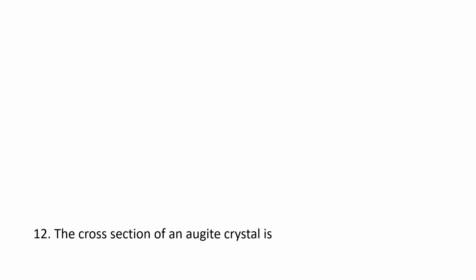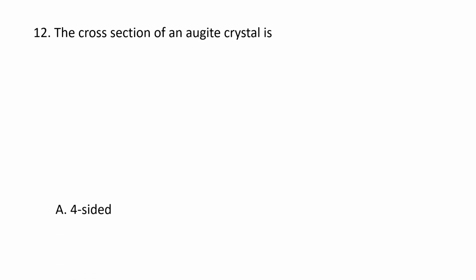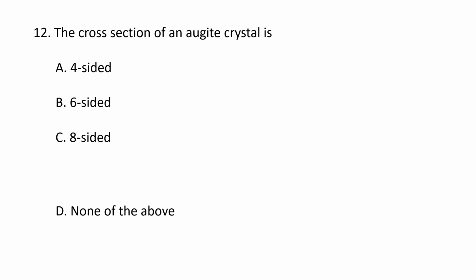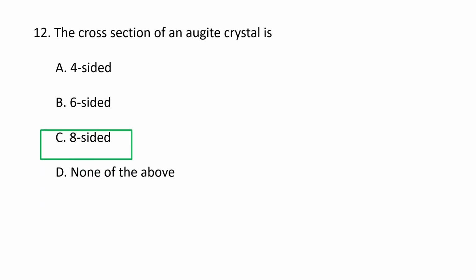Next question. The cross-section of an augite crystal is A. 4-sided, B. 6-sided, C. 8-sided, and D. None of the above. The cross-section of an augite crystal is 8-sided.